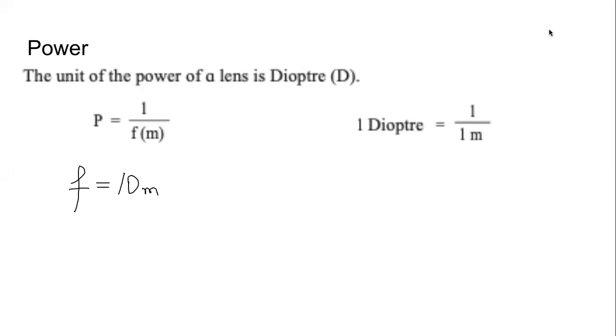Find and tell. For such questions, the way we will write is, we will say power equals 1 by F. In our case, 1 by 10 meters. We can write it now in two different ways. We can write 1 by 10 diopter, or we can write 0.1 diopter. 1 by 10 in decimal is 0.1.